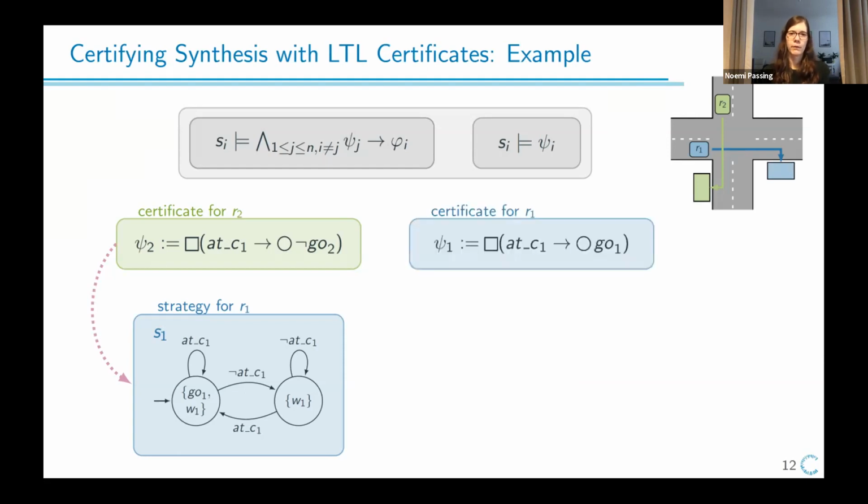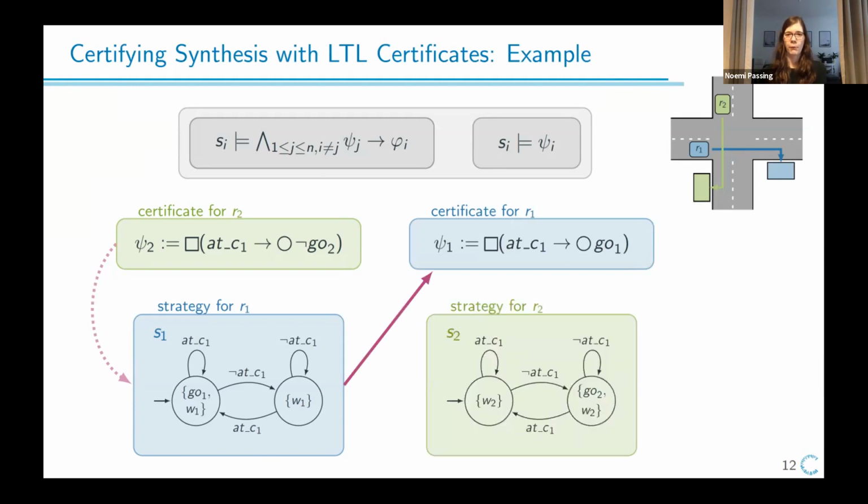Well, an LTL certificate for R1 that says that R1 will not block the crossing could look like this. So we say always if R1 is at the crossing, it will move forward in the next step. And this is indeed satisfied by our strategy for R1.